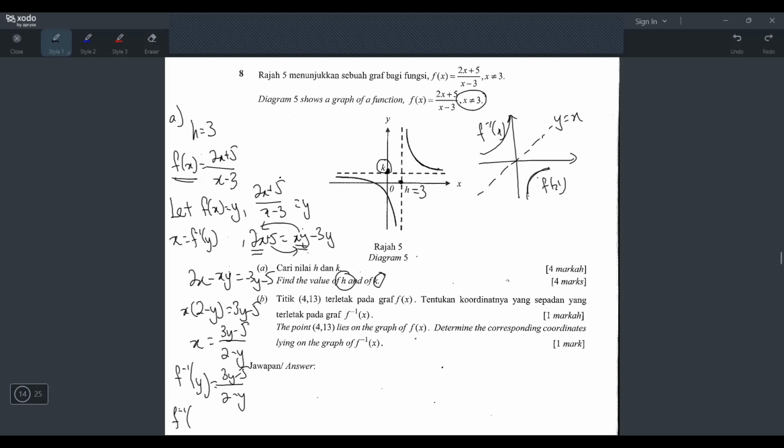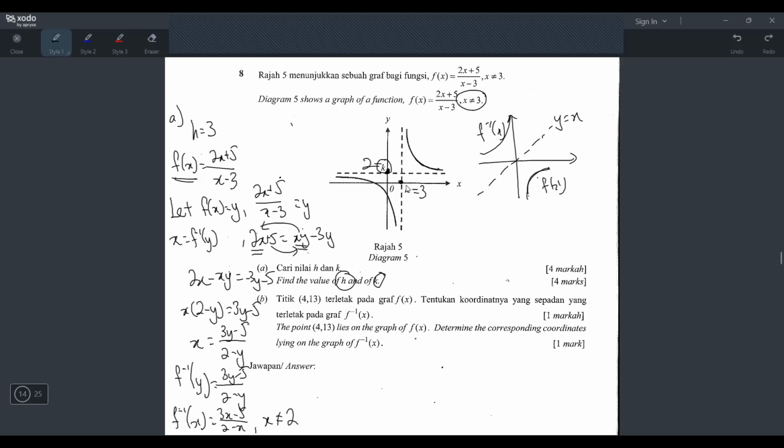So what is your f inverse of x then? It will be 3x minus 5 over 2 minus x. And can you see there's also an undefined case for the f inverse function? What is the undefined case? It will be 2, because the whole bottom cannot equal 0, right? So if 2 minus x cannot equal 0, it means negative x cannot equal negative 2, so x cannot equal 2. That's why the undefined case is 2. It means k is 2, okay? So this is 2 and this is 3.